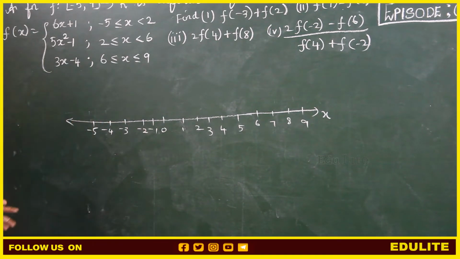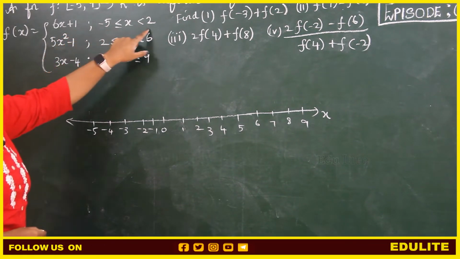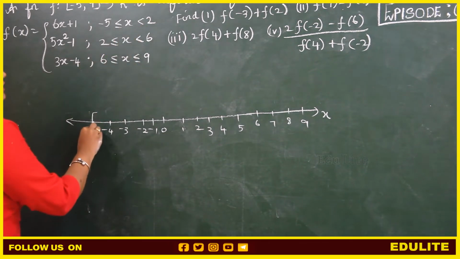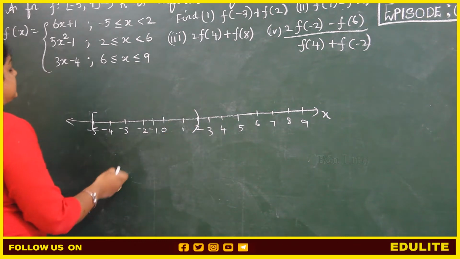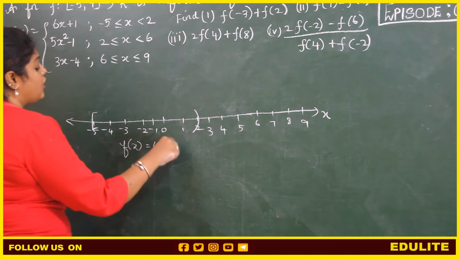And the first option is given as x varies between minus 5 and 2, where minus 5 is included, 2 is not included. So, minus 5 is included and 2 is not included. Therefore, I am using open brackets. For that interval, f of x value is 6x plus 1.